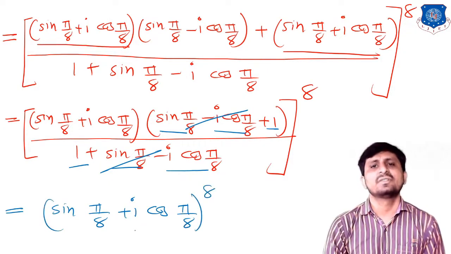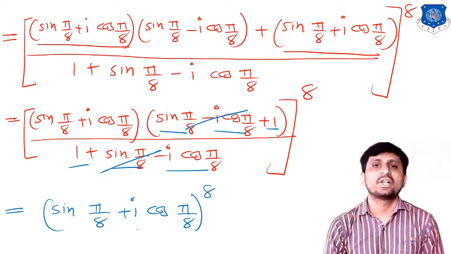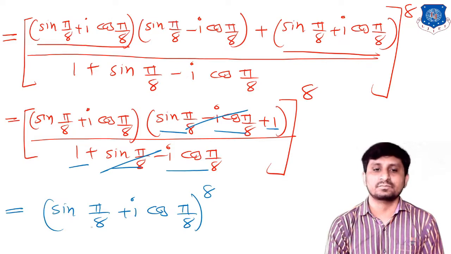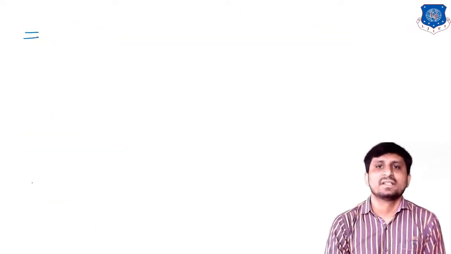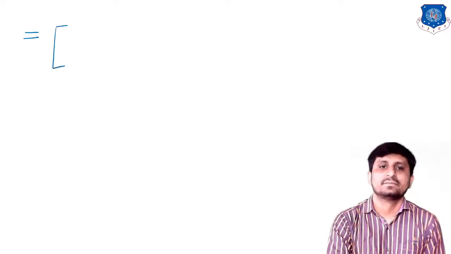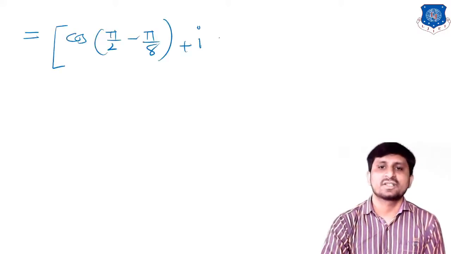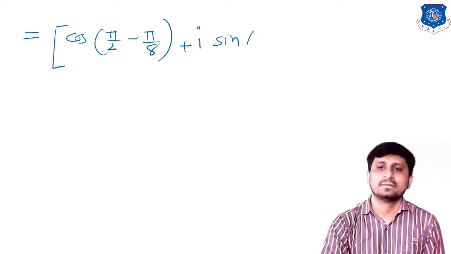Now can I use de Moivre's theorem? No, because for de Moivre's theorem the term is exactly cos theta plus i sin theta. Here we have sin theta plus i cos theta. So this sin I have to convert into a cos function, and this cos I have to convert into a sin function. Instead of sin pi by 8, can I write cos of pi by 2 minus pi by 8? And instead of cos pi by 8, can I write sin of pi by 2 minus pi by 8?